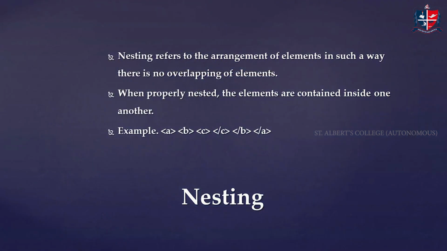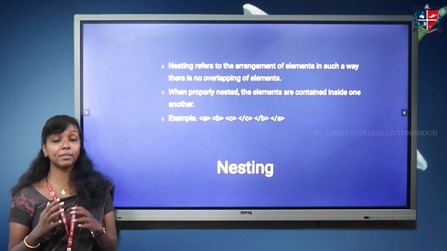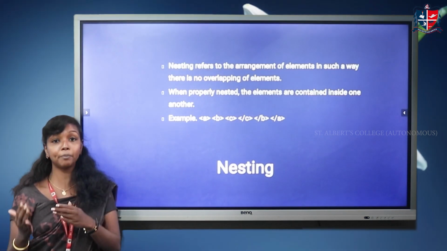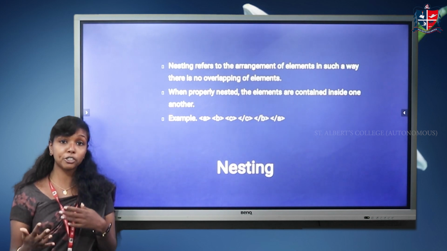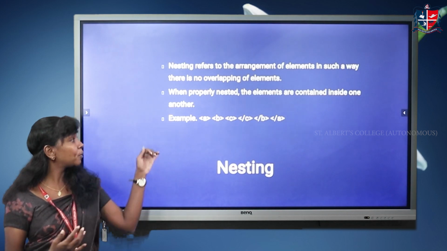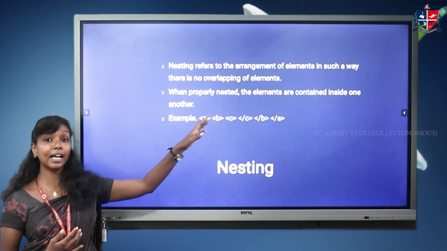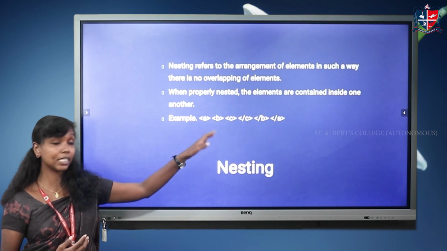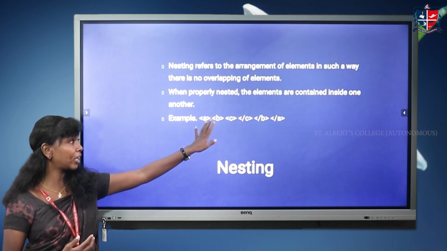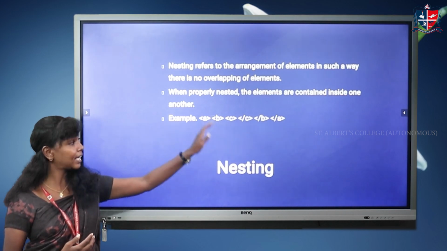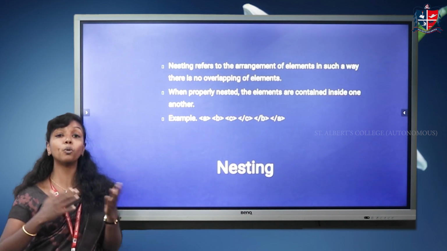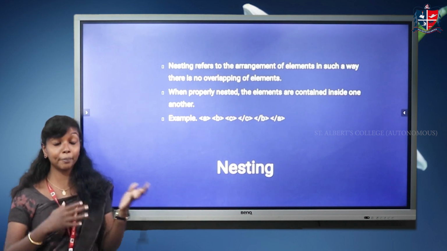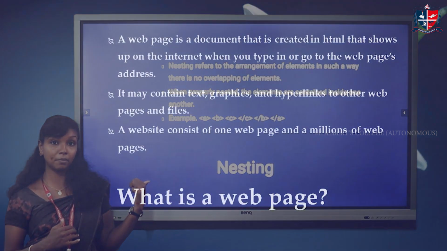The last concept is nesting. Nesting refers to the arrangement of the elements in such a way that there is no overlapping of elements. We can see that different tags have been used. Here A, B, C has been used: the initial A, B, C are opening tags and C, B, A are closing tags. So in order to avoid overlapping elements, we use the nesting method.